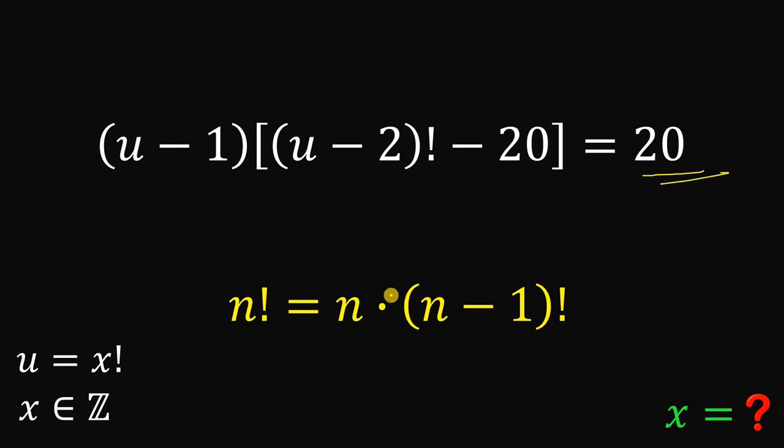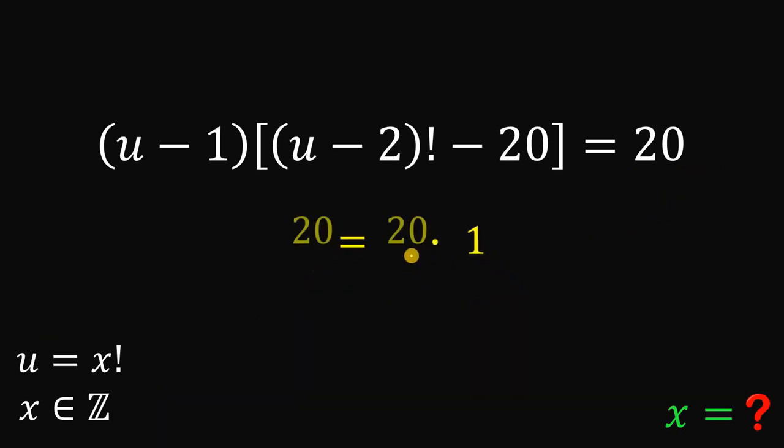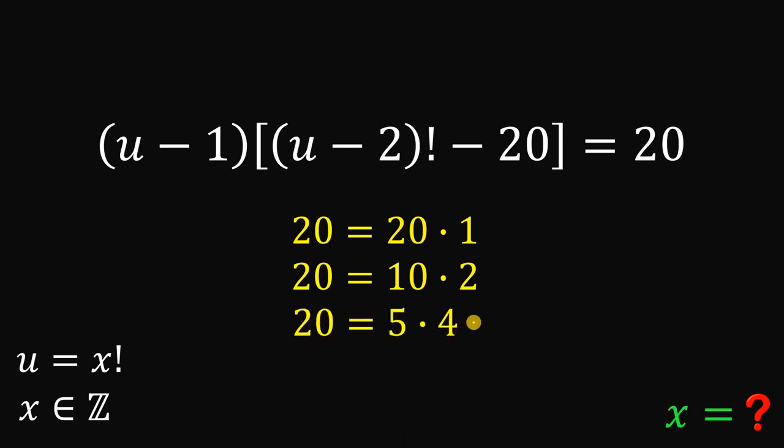Alright. Now, take note that x is an integer, and also u is an integer, of course. If x is an integer, then u must also be an integer. Now, since it is equal to an integer, so why not get the factors of 20? Now, the factors of 20, we have 20 times 1 or 1 times 20, and 10 times 2 or 2 times 10, or it can be 5 times 4 or 4 times 5.